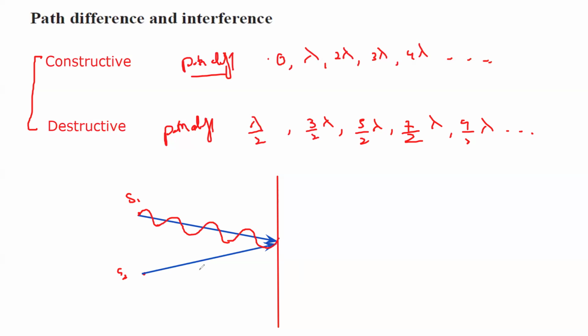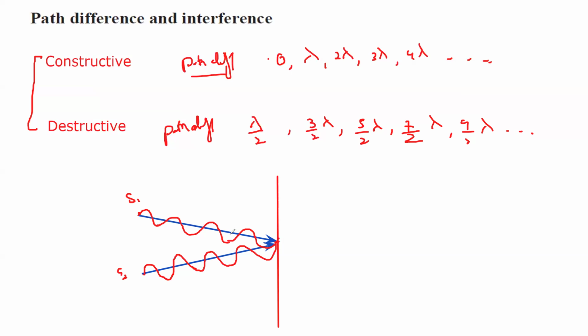For a complete destructive interference, it should be a decimal, like 1.5, 2.5, 3.5. If it is like 1.75, then in some places there will be constructive and in some places destructive interference. But for a complete destructive, it should be a fraction of the wavelength, 1.5, 2.5, 3.5, and so on. Means half.